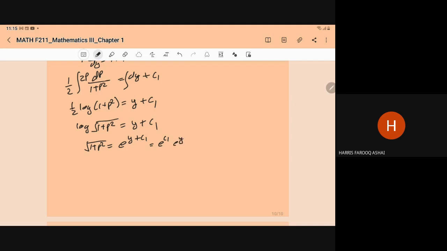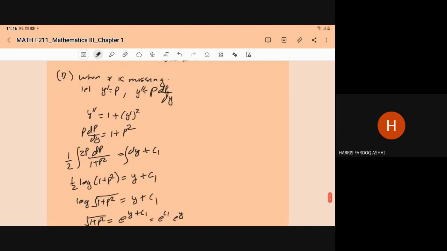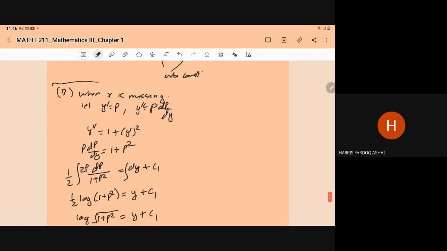Sir, you should write it C3 because C1 is in the previous equation. I'm comparing. It is totally independent. We have the two cases: Y is missing, X is missing. Yes sir, got it.